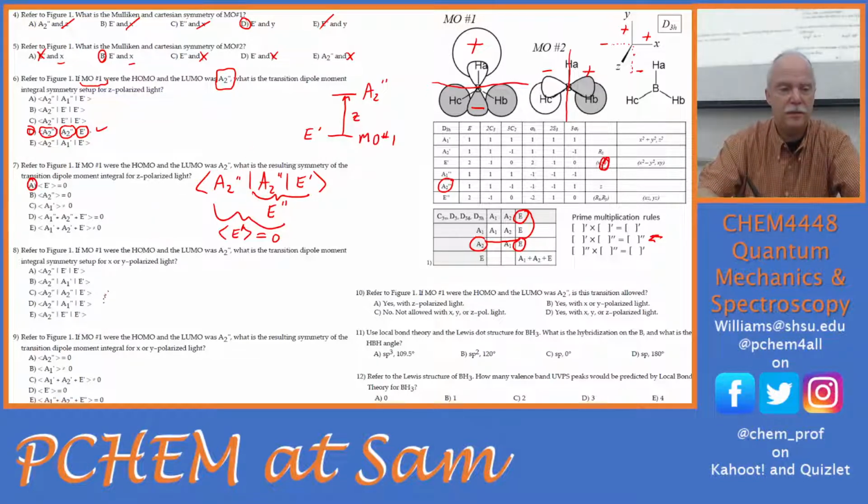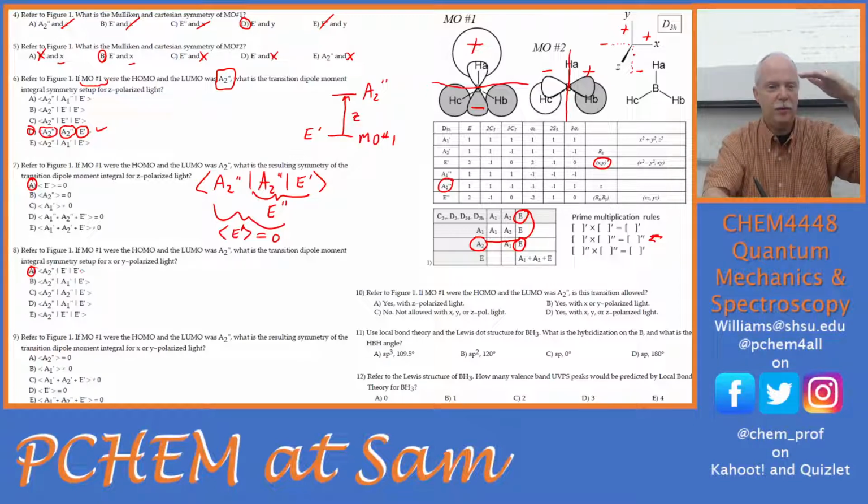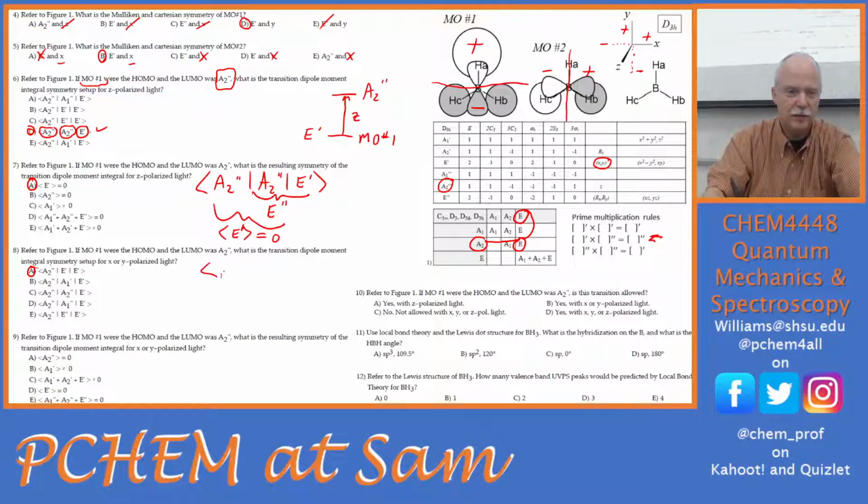Okay, so I'll do the same 2 problems, but with the XY polarized light. And so XY light is right here. Kind of marked it out. So XY light is E prime, and so we need E prime in the middle. And so we've got this one right here. E prime is the MO number 1, A2 double prime is the upper state, and E prime is XY light. So let's go ahead and do that one.